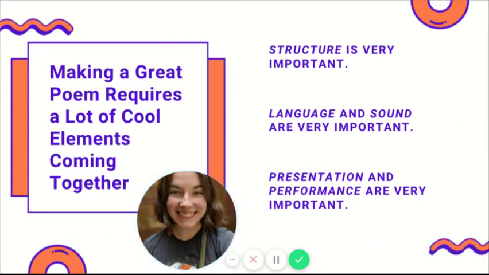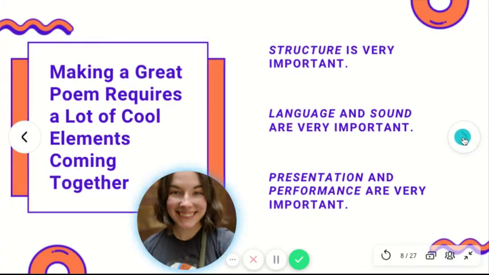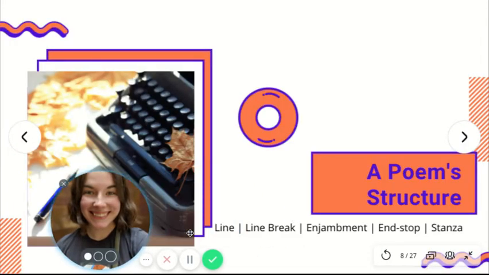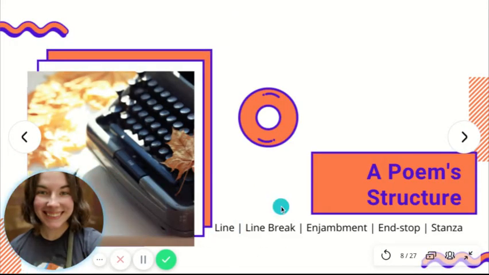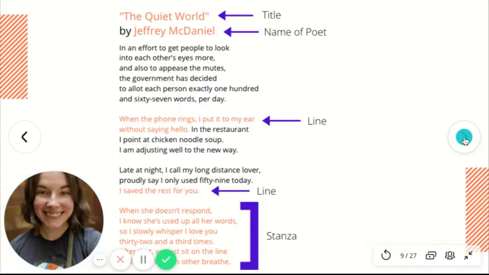The structure of a poem is very important, the language and the sound of the poem are important, and the presentation and performance of poetry are very important. And that's how I'm going to break up our presentation, is by those 3 things. So first, let's talk about structure. These vocab words are what I will expect you to know in this class as far as structure goes.